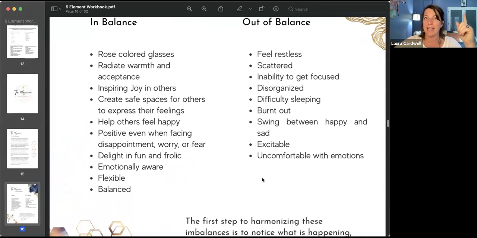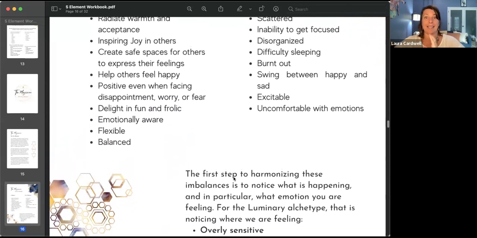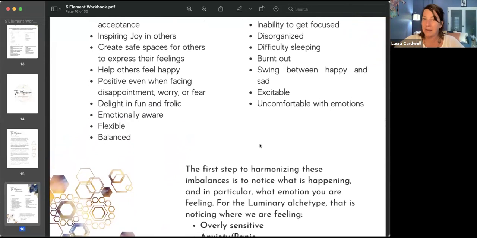They can look kind of ADD, scattered. They can't focus, disorganized. They get burnt out pretty easy. Think about fire burning out really quickly. They can swing between being happy and sad. They're excitable, but not sustainable in that place. And then they sometimes are uncomfortable with their emotions. They don't want to look at their emotions.